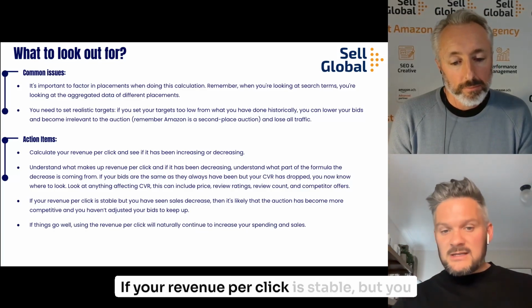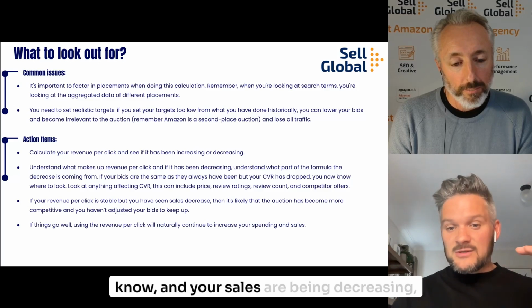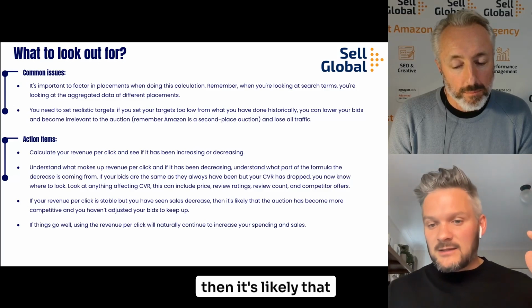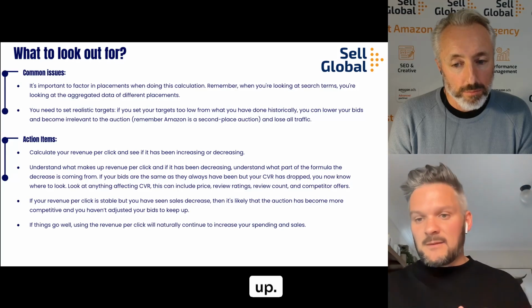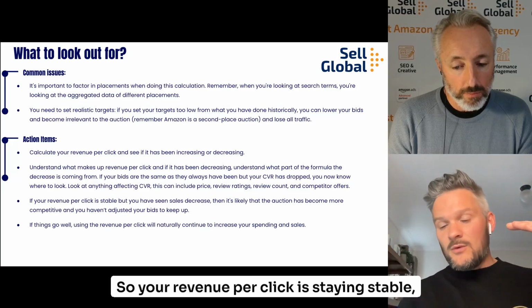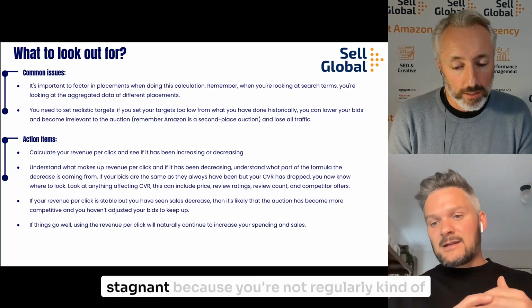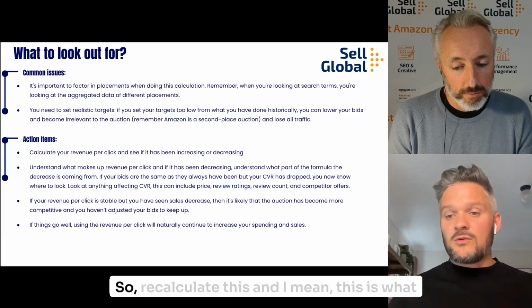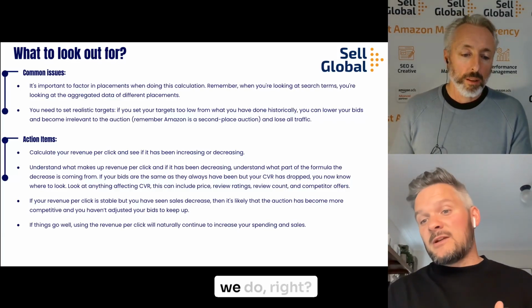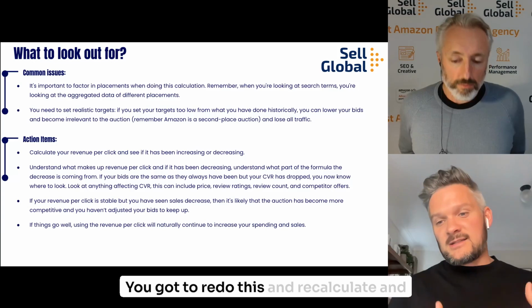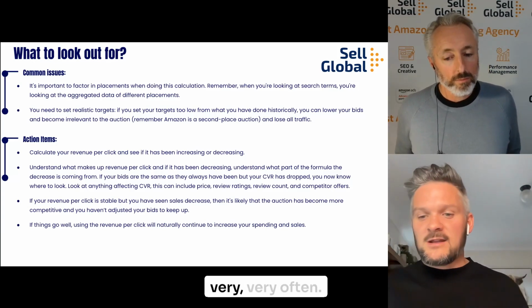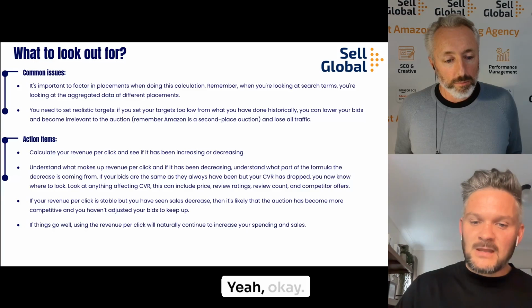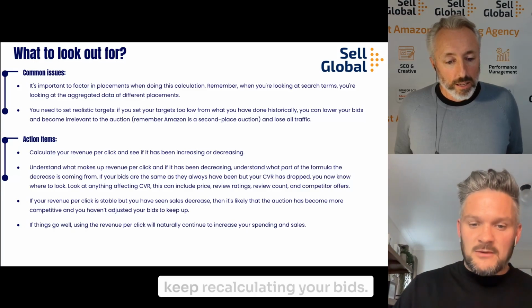If your revenue per click is stable but your sales are decreasing, then it's likely that the auctions have become more competitive and you haven't adjusted your bids to keep up. So your revenue per click is staying stable, but your sales are stagnant because you're not regularly visiting it. So recalculate this, and this is what we do, right? You've got to redo this and recalculate, and things change very dynamically and very often. Yeah, okay. So keep recalculating bids.